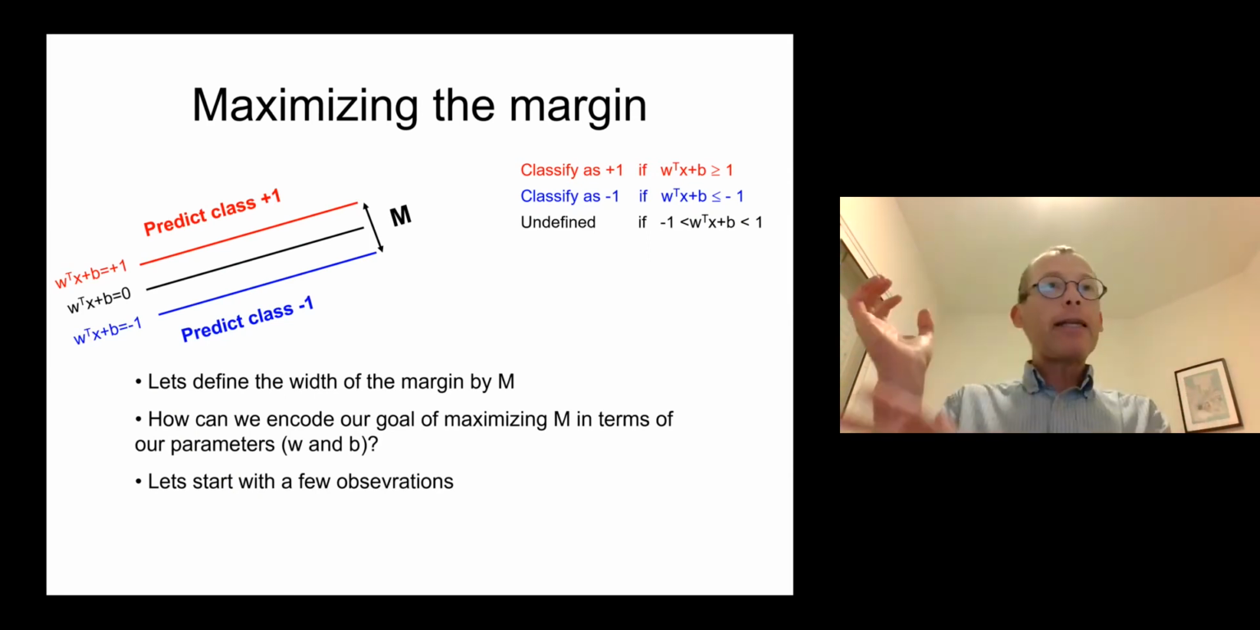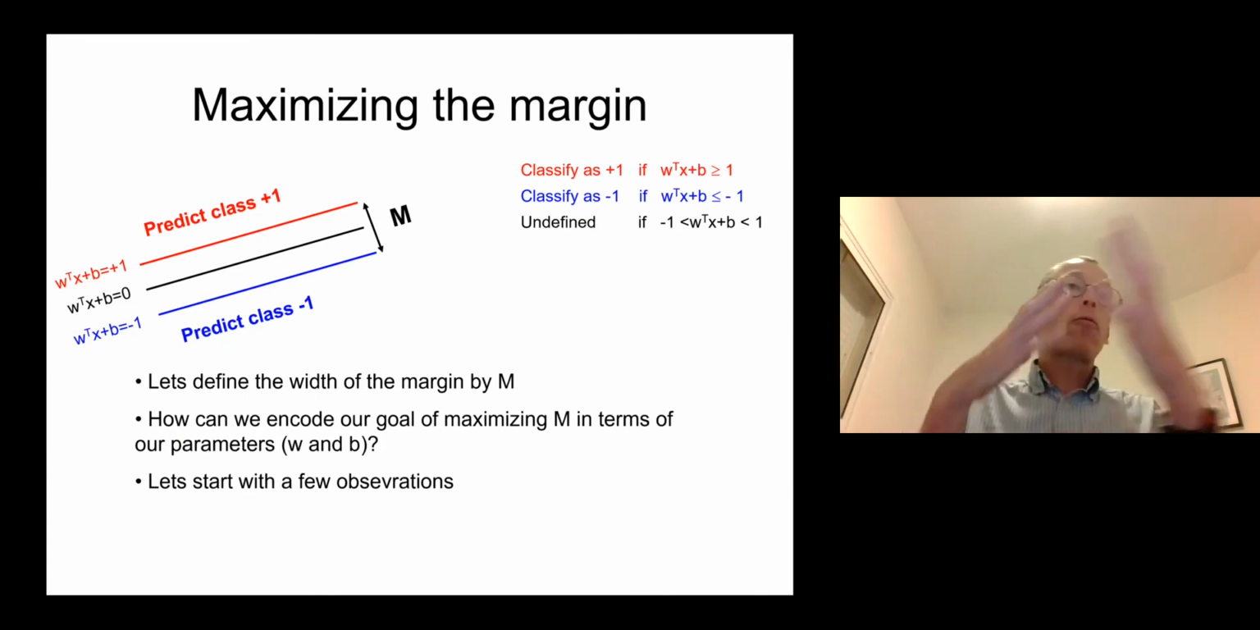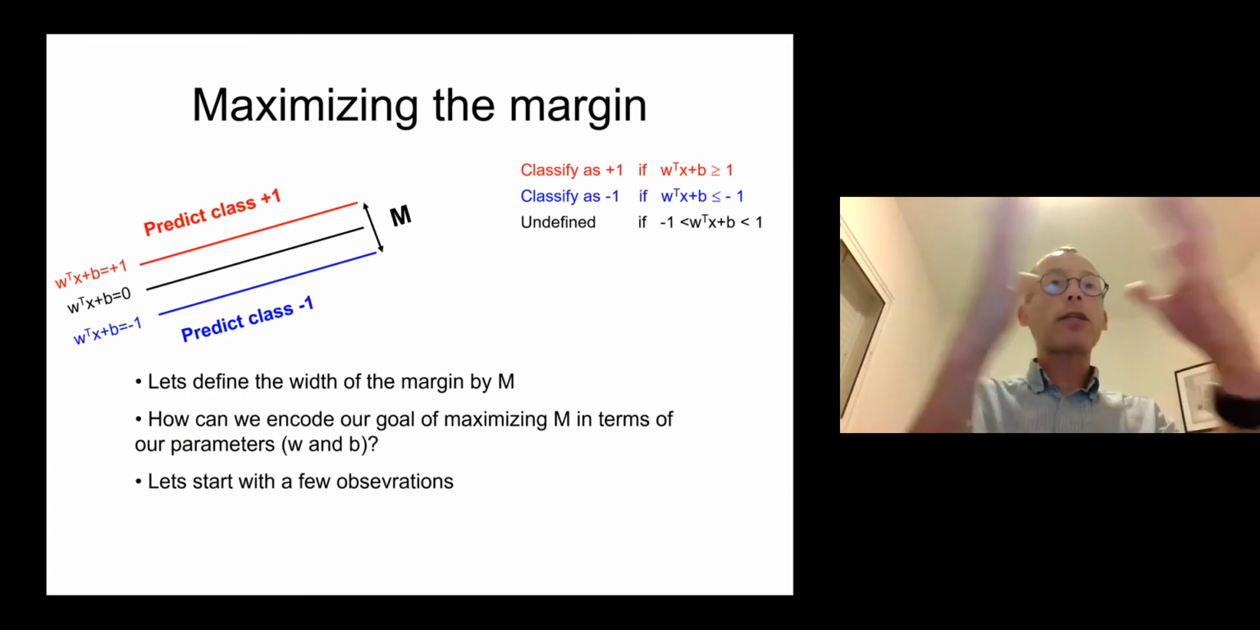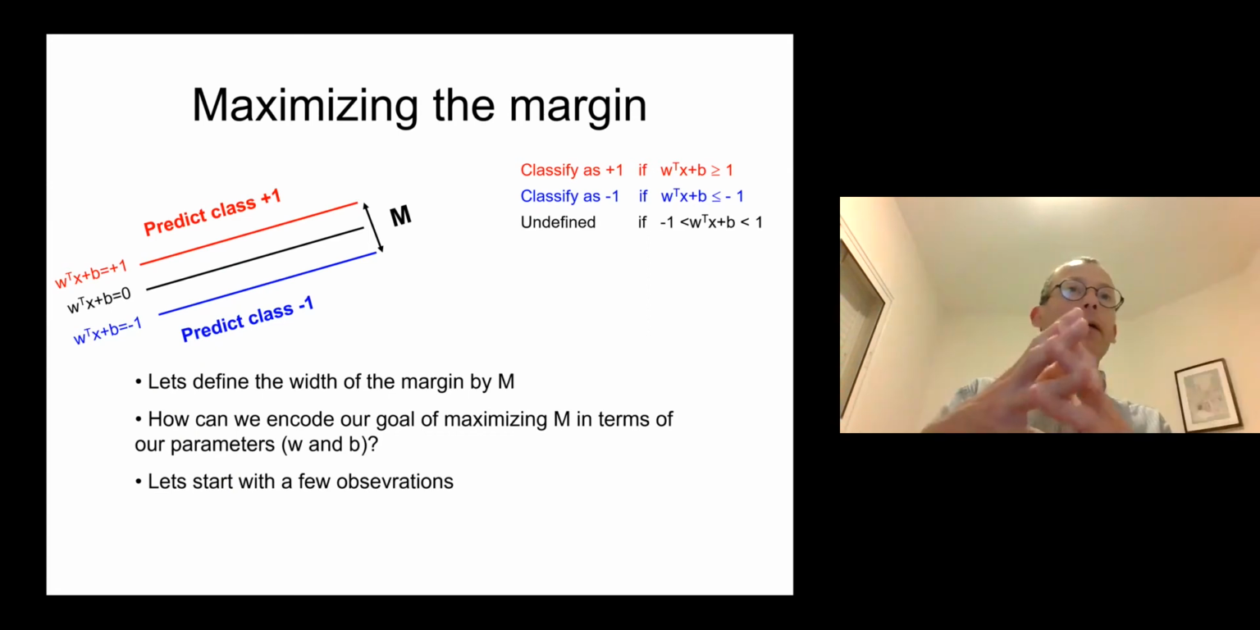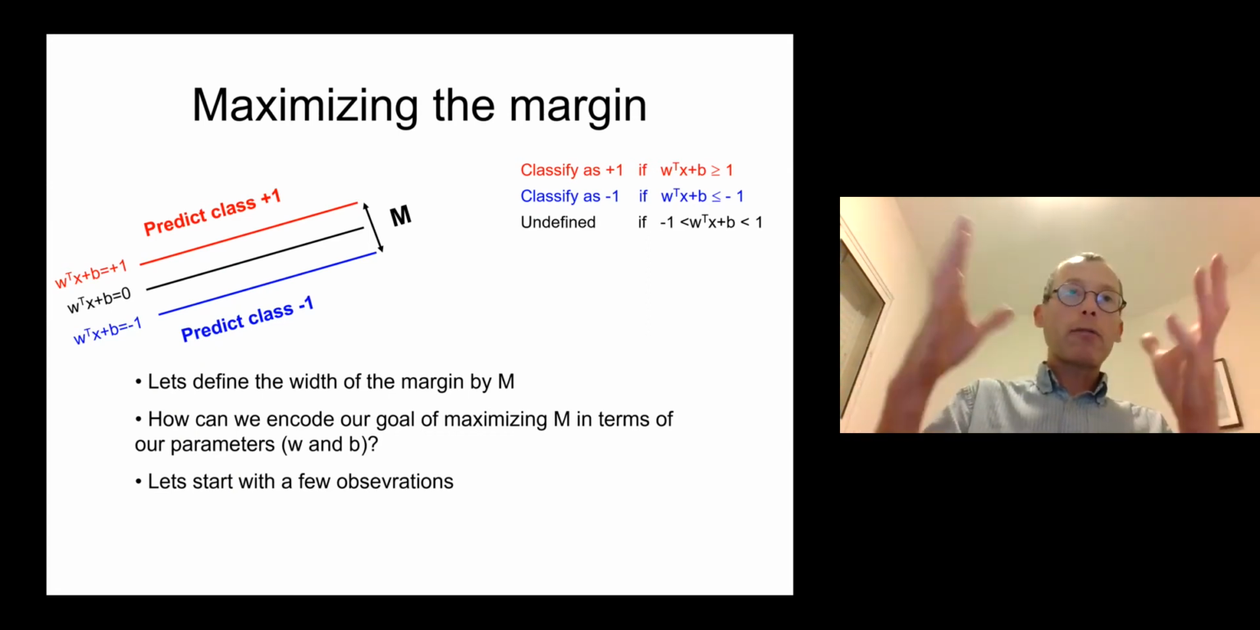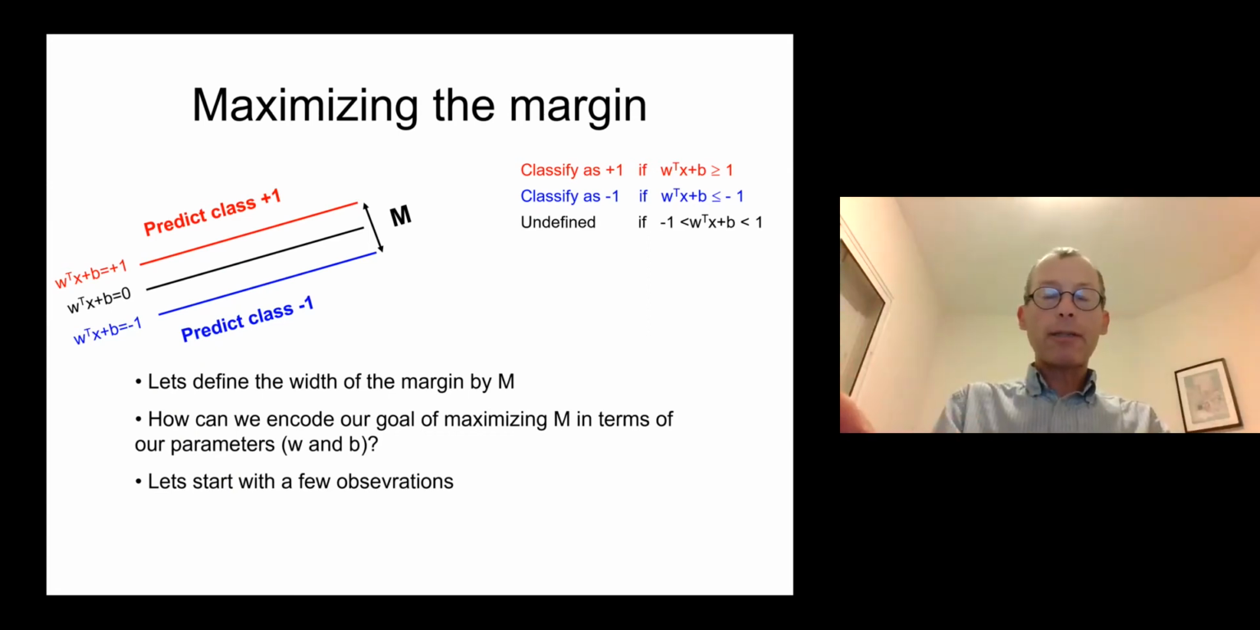Again, in linear regression, we had the least squares, so we linked the optimization function to the parameters using (WTX plus B minus y) squared. How do we do it for the max margin classifier? For that, we need to start with a few observations, and then we will use them to derive an optimization function that will help us find the max margin classifier.